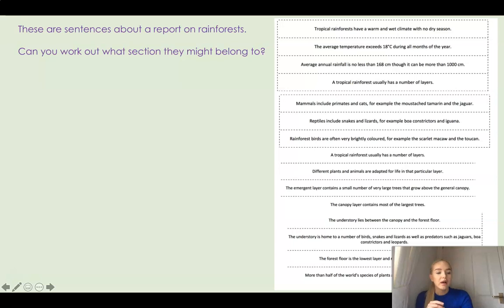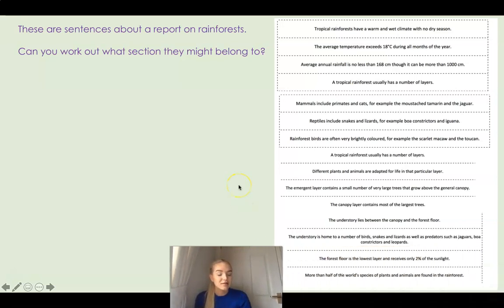Now, we are going to have a look at this task first of all. So these are all sentences that have been taken from a report on rainforests. So someone has written a report, maybe a non-chronological report, so it's not in order, but it's stating lots of facts, a bit like what we did for the Romans topic, where we looked at Roman houses, the bathhouses, the villages, the roads, the towns, and those are our subheadings, weren't they? And in each of our subheadings we had some information about Roman life. That's what we're going to do here.